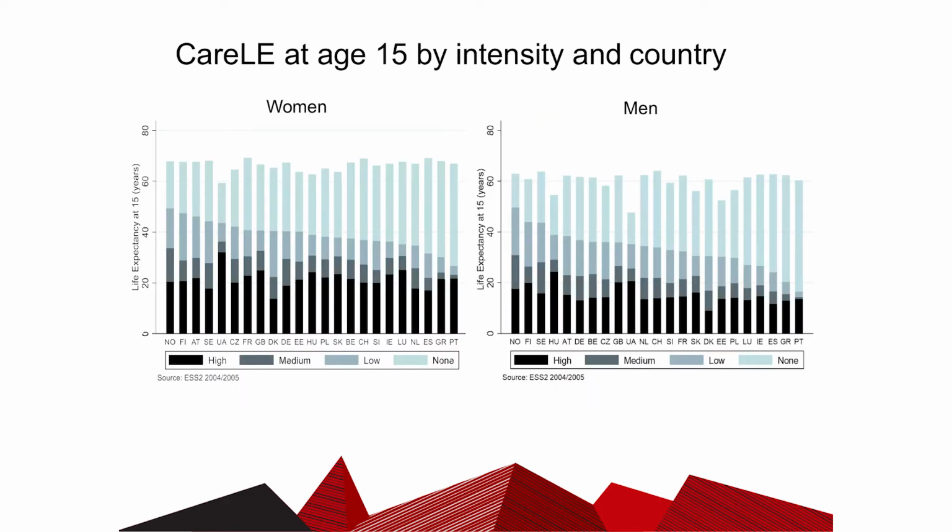Additionally, this is care life expectancy at age 15 by intensity and country, and it came out better than I thought on this big screen. So the top of the bar is life expectancy, and then the graph is broken down by the intensities of care. So the black bar is the daily or intense measure of care, and the lighter gray, it grades up. On the left is women, on the right is men.